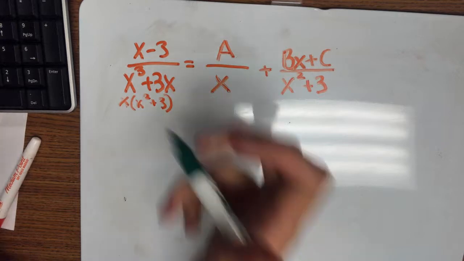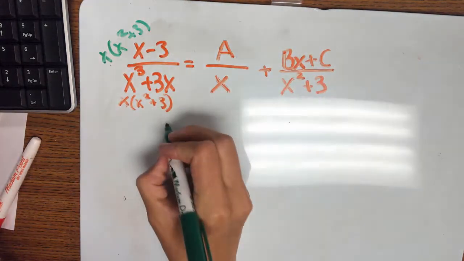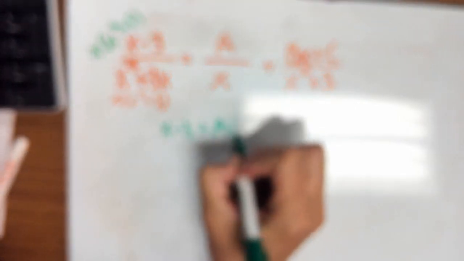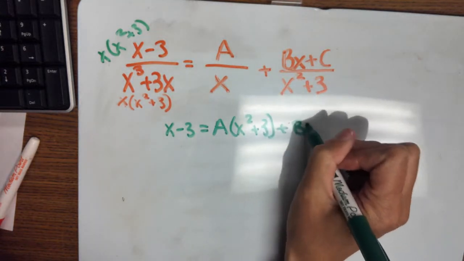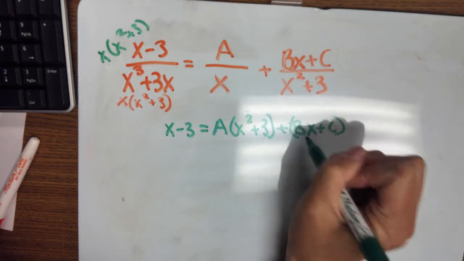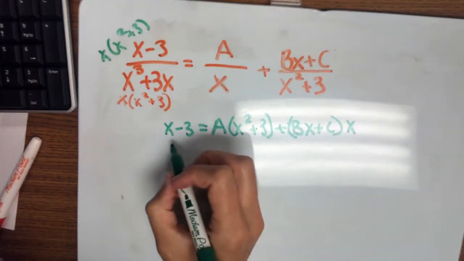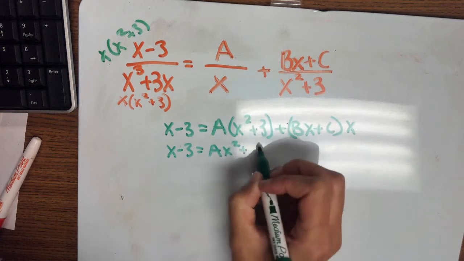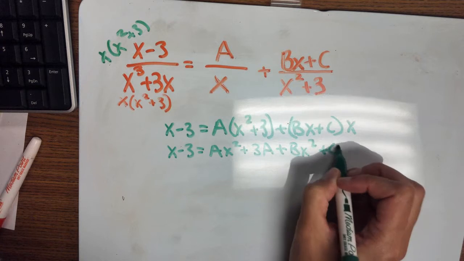We multiply through by my denominator, x squared plus 3. That gives me x minus 3 on the left side. The x's cancel, so we have a and x squared plus 3 left over. Then we have my bx plus c. You have to be careful. That's one value, so we keep it in parentheses, times x. So this one's not terrible at this step. That gives me ax squared plus 3a plus bx squared plus cx.